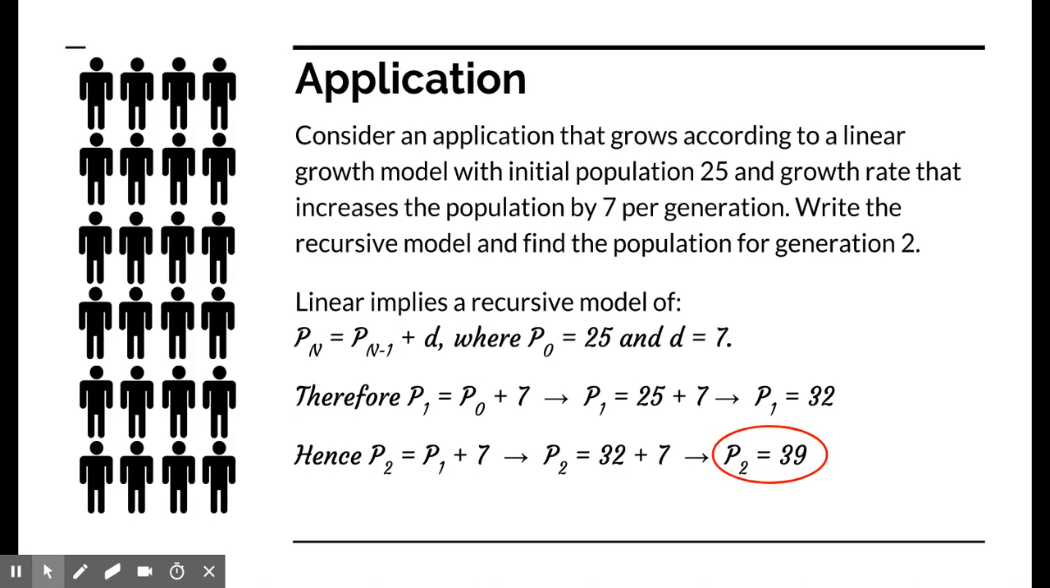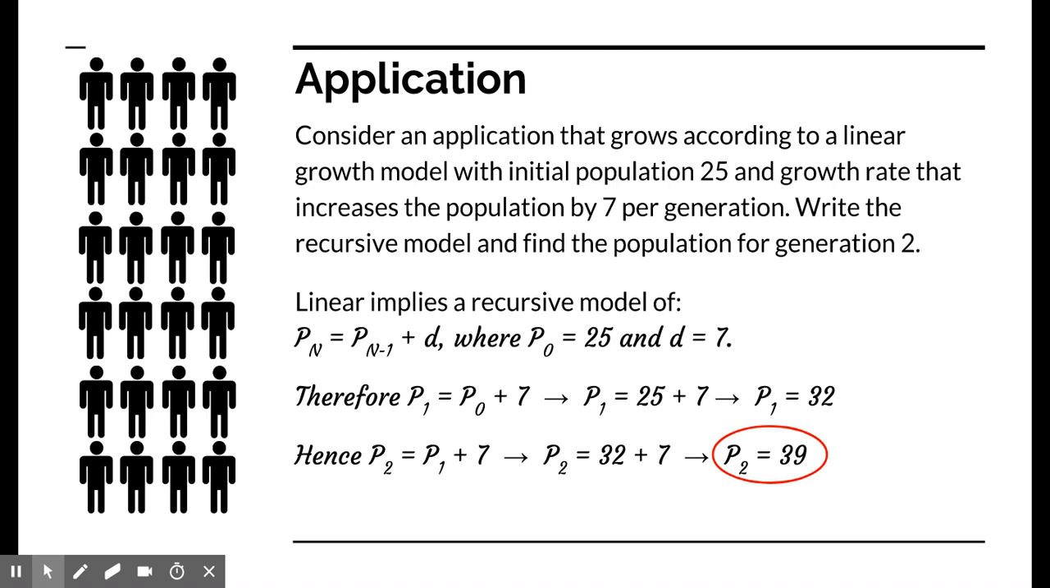In this application, you see it says to consider an application that grows according to a linear growth model. That means you would go to the previous slide and choose the formula from example 1, the linear growth model. The initial population is 25. That means you would set P0 equal to 25. And the growth rate is 7 per generation. So you would set D equal to 7. And down below, you see that the linear growth model is Pn equals Pn minus 1 plus D. And we have P0 is 25 and D is 7.